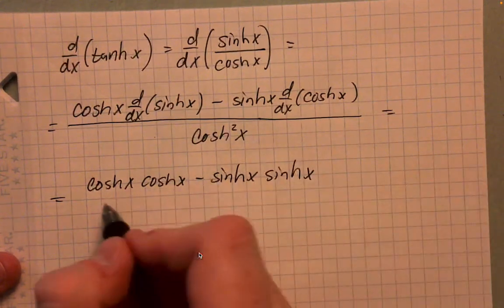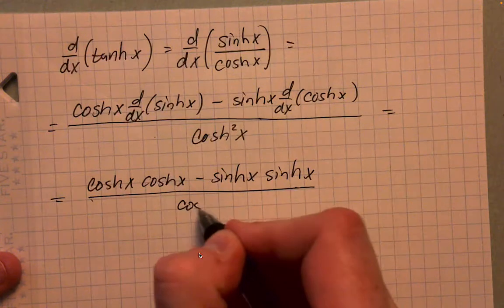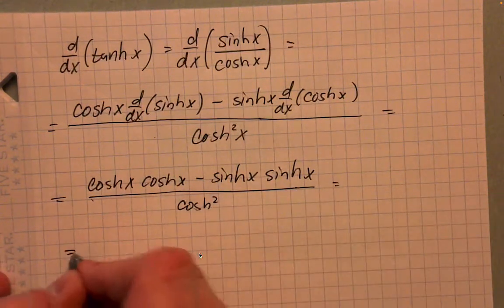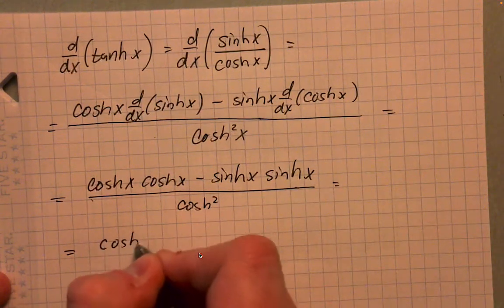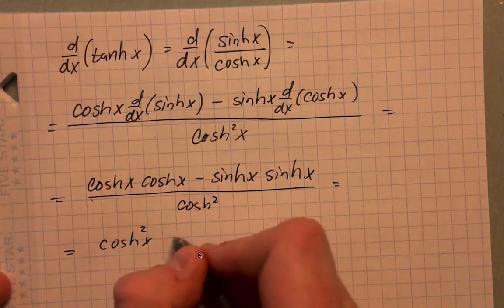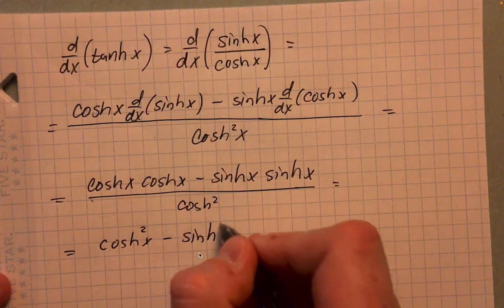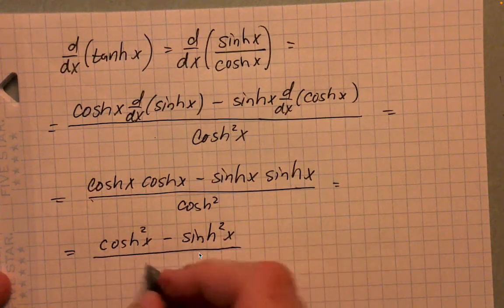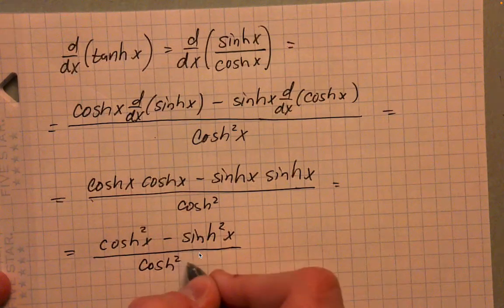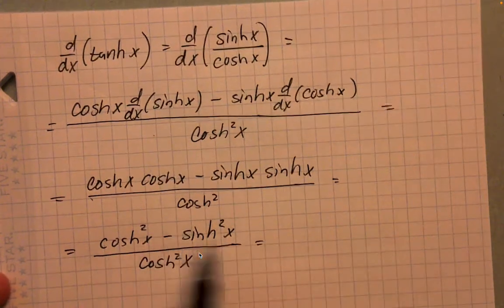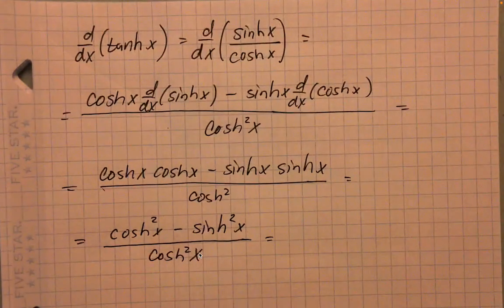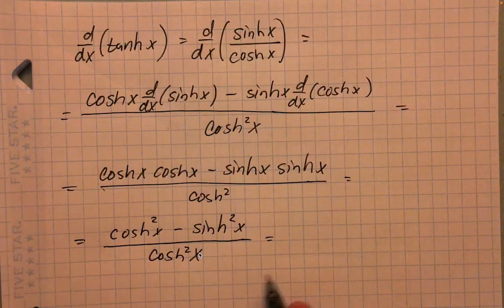Okay. And then, of course, this is all cosh squared on the bottom. And we get hyperbolic cosine of x squared minus hyperbolic sine squared of x, all over cosh squared x. And this top piece here, this is what we just talked about, right? It was a little premeditated when I threw in that Pythagorean identity for the hyperbolic trig functions; it was because of this.